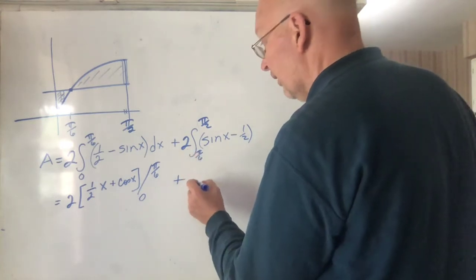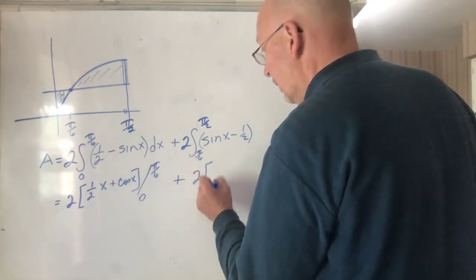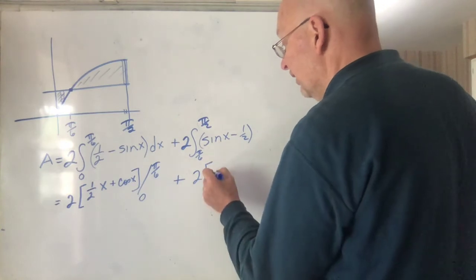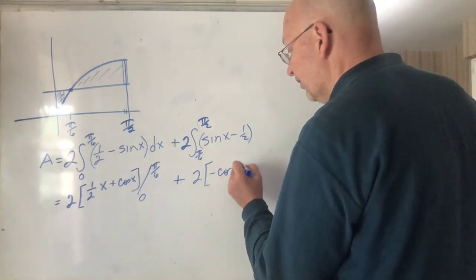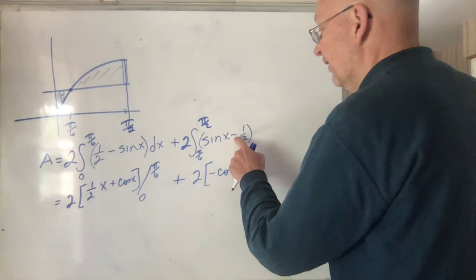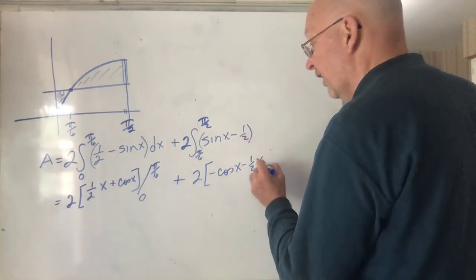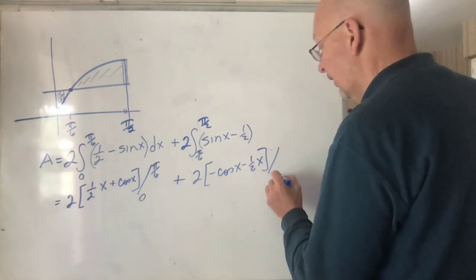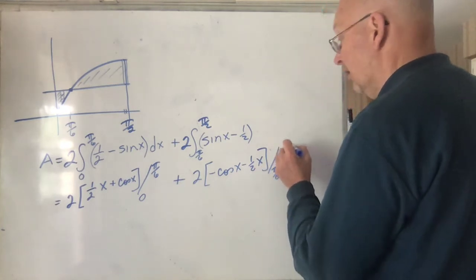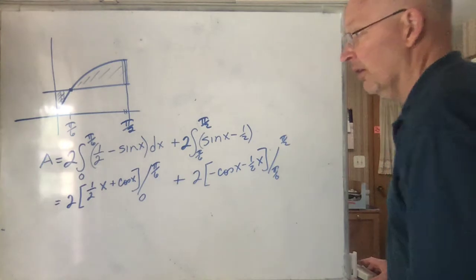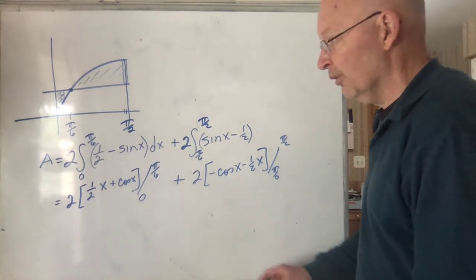Plus, same thing here, 2 times. The antiderivative of sine is a negative cosine of x. And then the antiderivative of a negative 1/2 is negative 1/2 x. We're going to evaluate that from pi over 6 to pi over 2. Okay, so now it's just a whole bunch of inserting things.